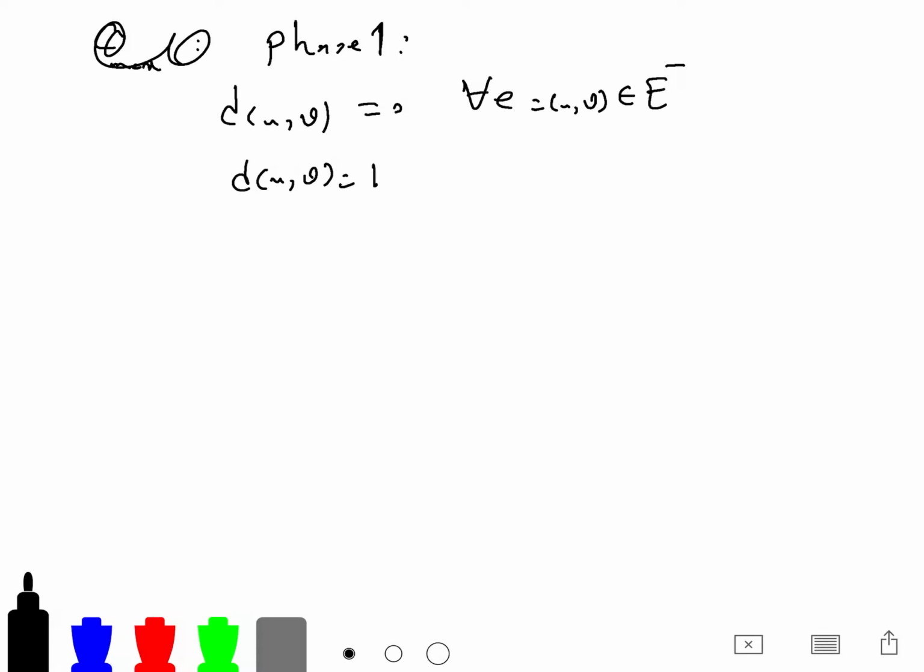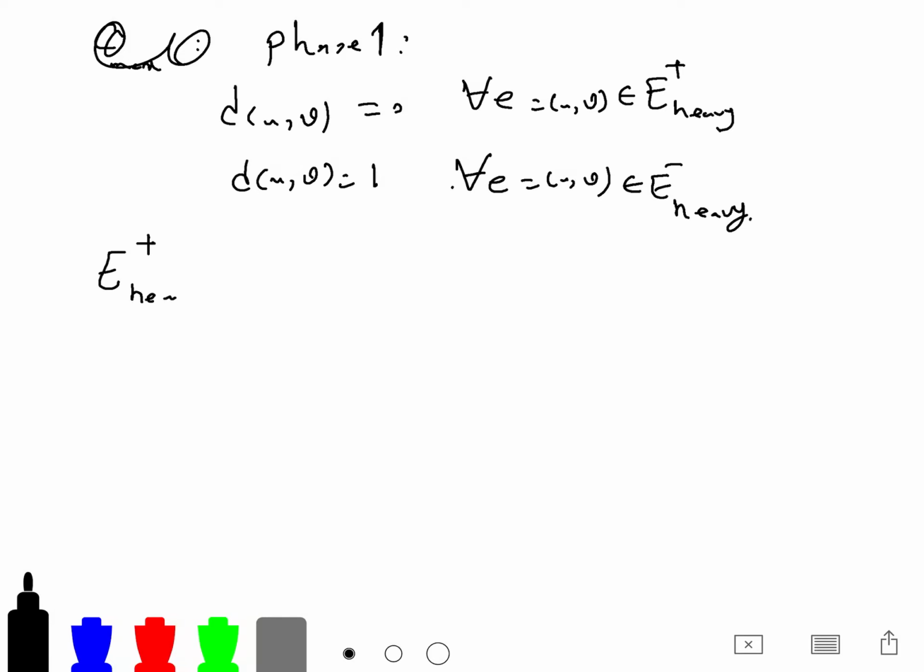So for any edge u and v inside your positive edges, you just put it inside your constraint, no problem. So you see that the world is very simplified now, because we have almost omitted the problem by putting it inside our constraint. And okay, this is phase 1.